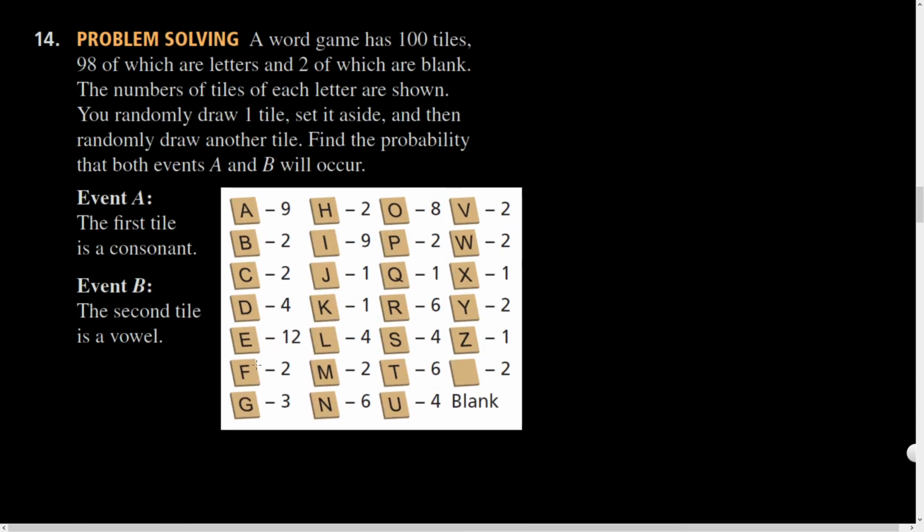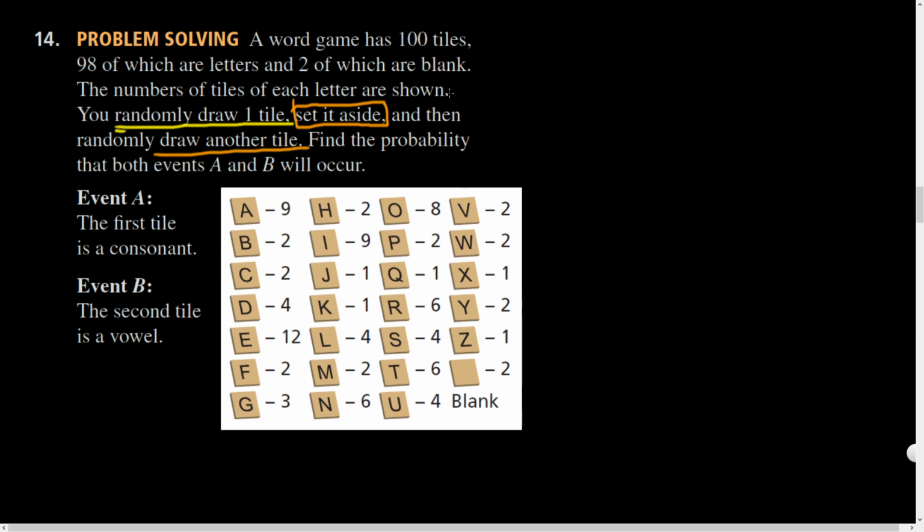Let's keep going. Looks like word game. We'll call it Scrabble. It has 100 tiles, 98 of which are letters and 2 of which are blank. The numbers of tiles of each letter are shown. You randomly draw one tile, set it aside, you don't put it back in the bag, and then randomly draw another tile. Find the probability of events A and B both occurring.